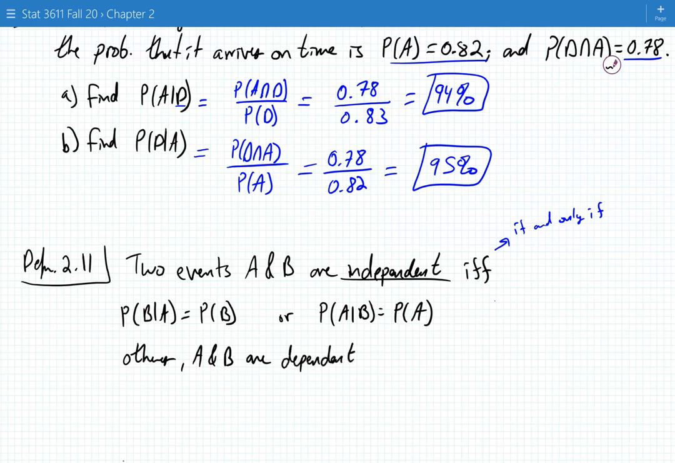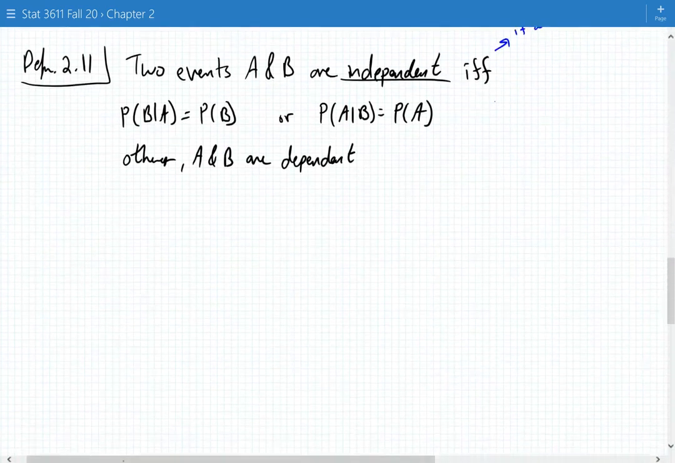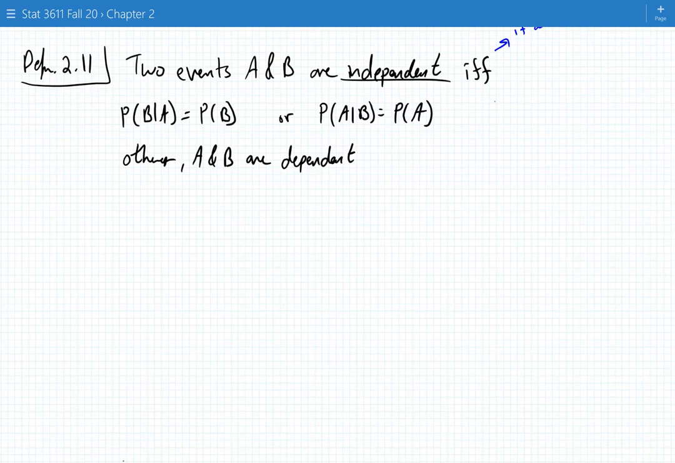So, independent events is a definition based on conditional probability relationships. It is not to be confused with events that are mutually exclusive or disjoint. Independence is strictly based off of these relationships, okay? All right, so let's dive into an example.